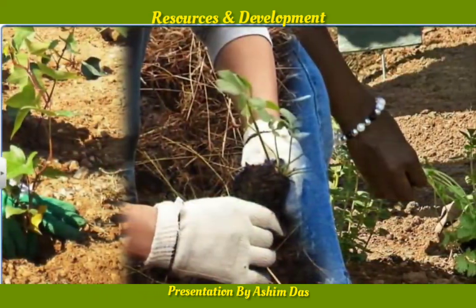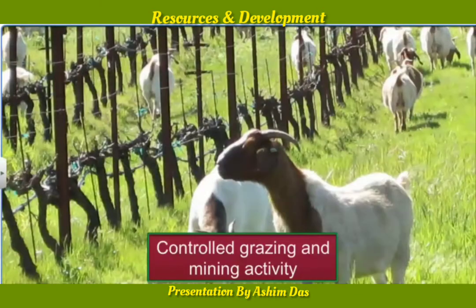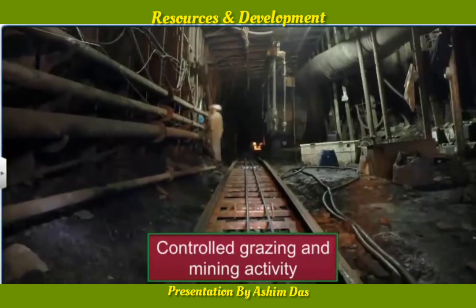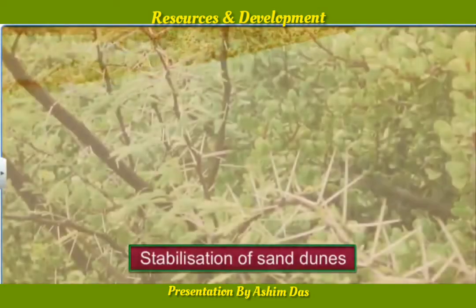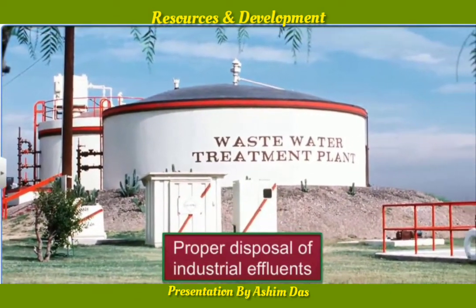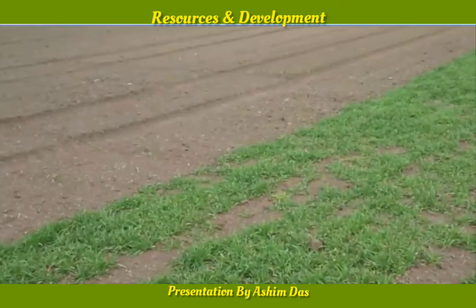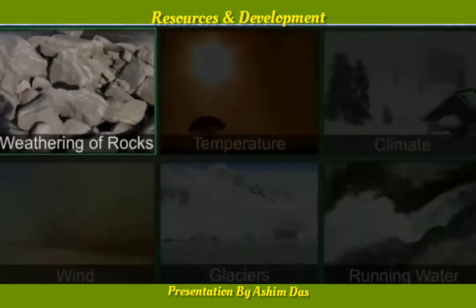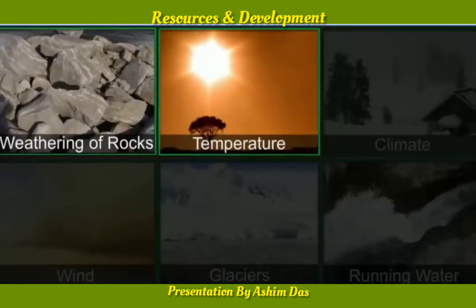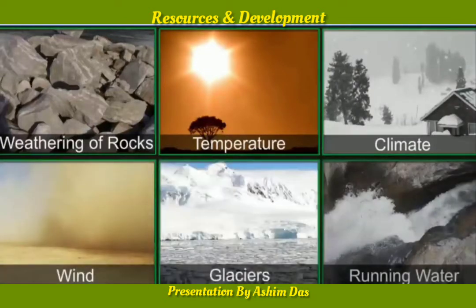Some steps for land conservation are afforestation, controlled grazing and mining activity, stabilization of sand dunes by growing thorny bushes, proper disposal of industrial effluents after treatment, and continuous monitoring of soil conditions. Soil is formed over millions of years by weathering of rocks and minerals, and also by natural agents like variation in temperature, climate, wind, glaciers, and running water.